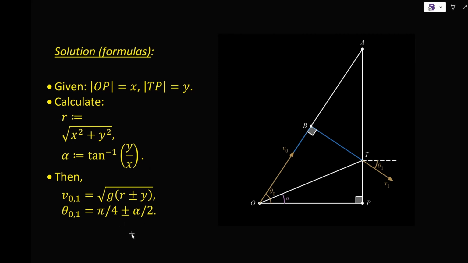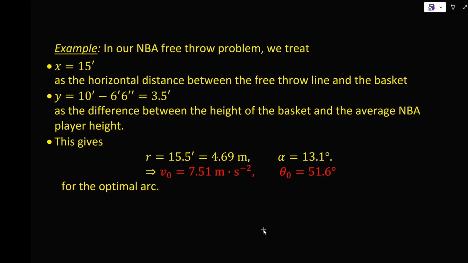This completes our solution. Let's take a look at an example which applies our solution in the setting of free throw. Example: in our NBA free throw problem, we treat x as equal to 15 feet. This is the horizontal distance between the free throw line and the basket. We treat y as the difference between the height of the basket and the player's height. The height of the basket is 10 feet, and the average NBA player height is around 6 feet 6.